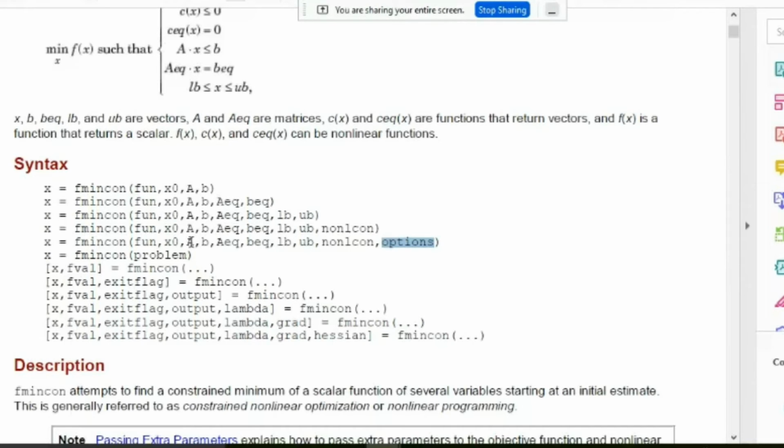then the matrix A representing the left hand side coefficients of the linear inequality constraints, then B is a vector representing the right hand side constant values of the linear inequality constraints, then again Aeq, the matrix of left hand side coefficients of the linear equality constraints, then Beq, the vector representing the right hand side values of the linear equality constraints, right? Lower bound, upper bound, then again the m file for the constraints, then options. That way, output arguments and then fmincon, then input arguments. So that way we have to write the m file.